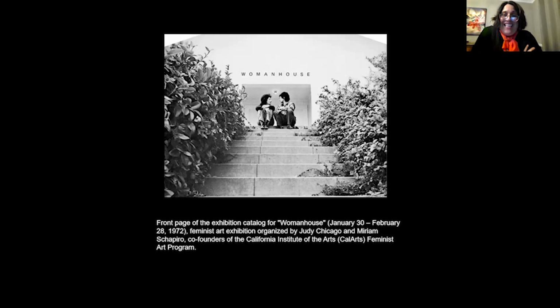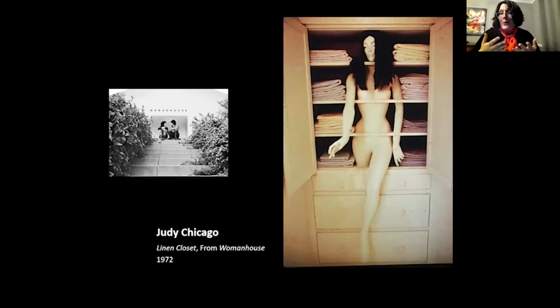And one of the projects that they did was called Woman House. And they basically, I don't want to say took over, but they found an old house that had basically been not quite abandoned, but quite dilapidated. And working with other artists, many of whom were their students, they created this Woman House, which was designed to be about women's experiences. Judy Chicago had written about being, she described it as, a token woman artist in the art world. And so she and Schapiro wanted to create a space that was specifically about women's experience.